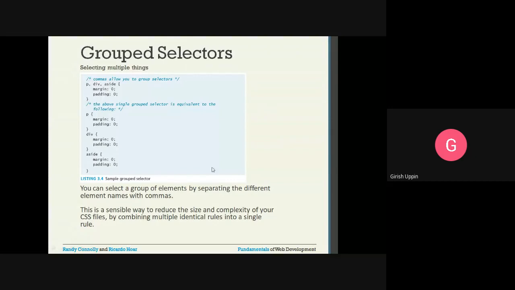You can select a group of elements by separating the different element names with commas. This is a sensible way to reduce the size and complexity of your CSS file by combining multiple identical rules into a single rule. So when can you use this? Suppose you have some identical rules you want to set for the HTML elements. Those rules can be pushed into these grouped selectors.